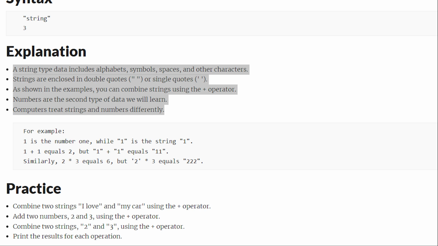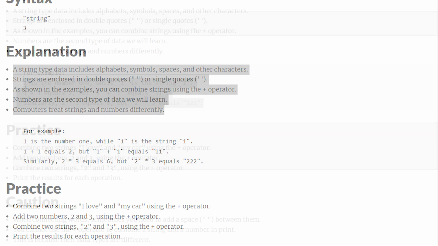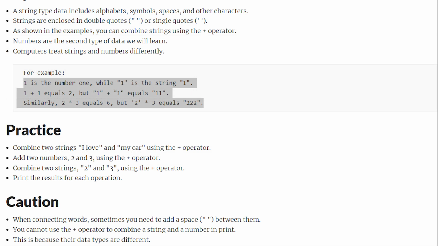As we will see in the examples, you can combine two strings using the plus operator. Numbers, on the other hand, are numerical data. Therefore, computers treat strings and numbers differently. For example, 1 is a number, while open quotation mark 1 close quotation mark is a string 1. If you add 1 plus 1, the result is 2.